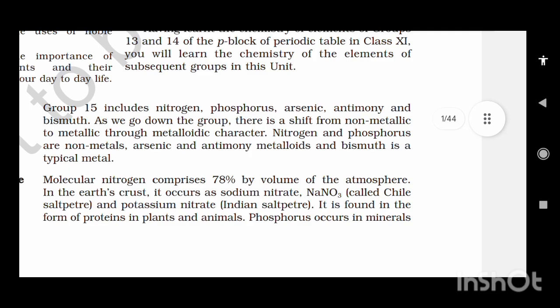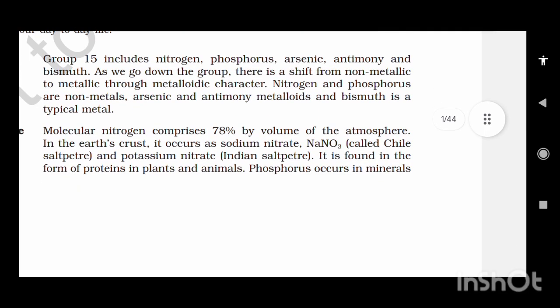Group 15 includes nitrogen, phosphorus, arsenic, antimony, and bismuth. As we go down the group, there is a shift from non-metallic to metallic through the metalloidic character. Nitrogen and phosphorus are the non-metals, arsenic and antimony are metalloids, and bismuth is a typical metal. Molecular nitrogen comprises 78% by volume of the atmosphere.